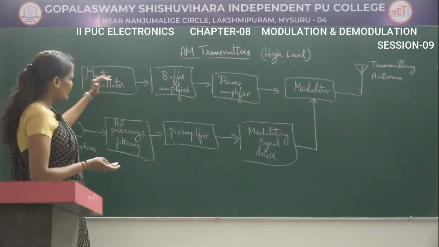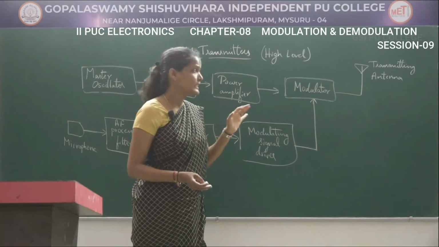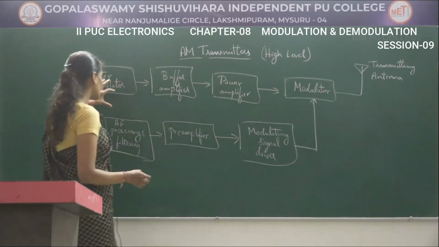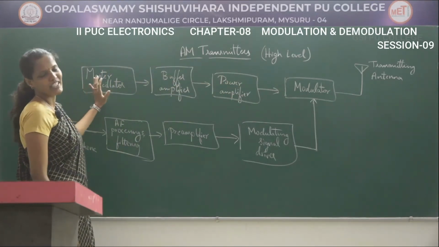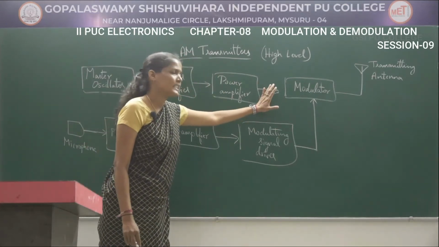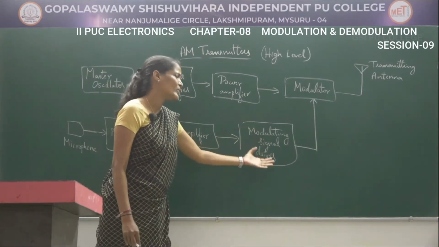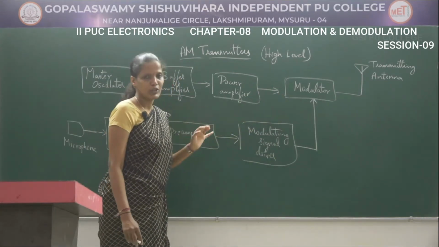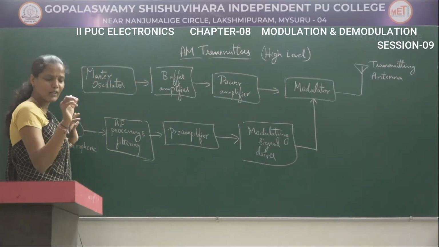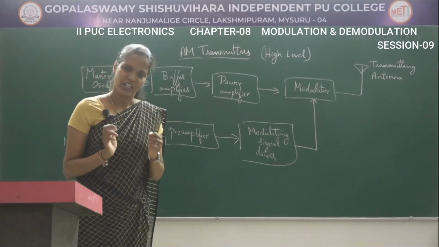So here the first line is the master oscillator, buffer amplifier, power amplifier and the modulator. Here, apart from the modulator, these three blocks are used to transfer the carrier signal from one block to another block, and here we will be getting a carrier signal. Whereas in the second line we will be getting a modulating signal which will be given as a second input for the modulator circuit. So now let us see the microphone. Microphone is nothing but a transducer which converts the sound signal into an electrical signal.